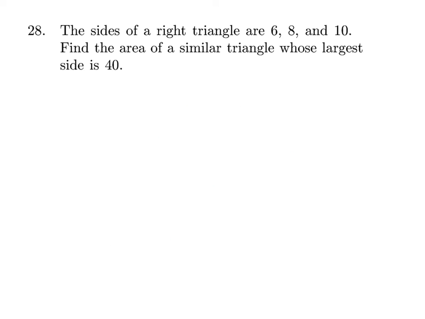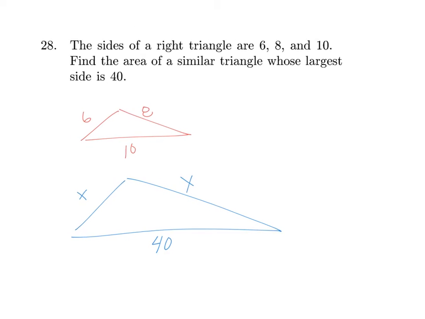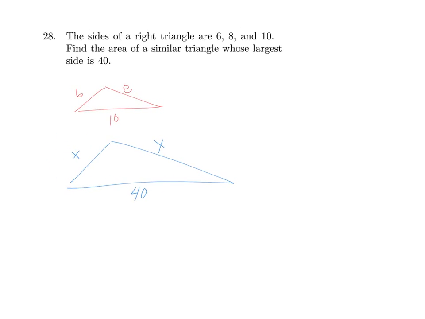All right, the sides of a right triangle are 6, 8, and 10. Find the area of a similar triangle whose largest side is 40. All right, so here we have a smaller triangle, 6, 8, 10. Then we have a bigger one. It says find the area of a similar triangle whose largest side is 40. That's 40. We'll call this side X. We'll call this side Y. We have to find its area.